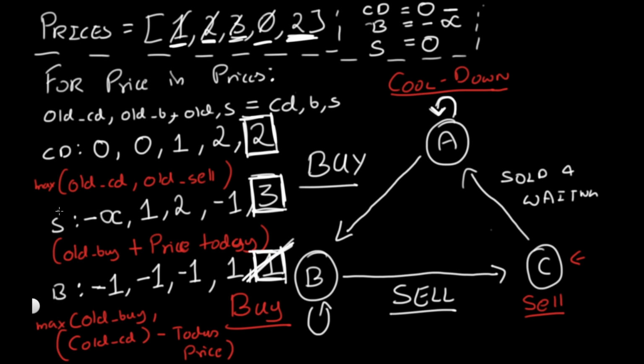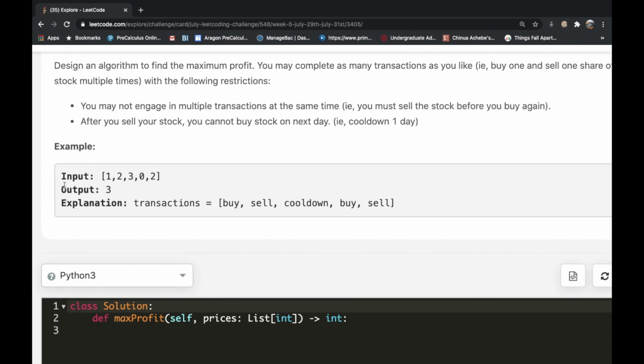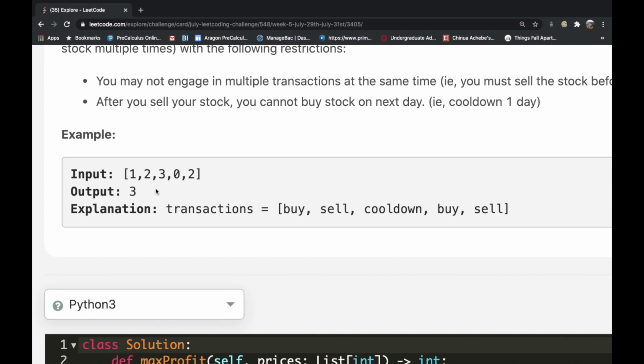Now we're comparing between our sell and our cooldown. So cooldown means you're not doing anything. You're not buying, you're not selling, you're just there. So that could be a good option. So in this case, you don't want to do anything. You're just staying where you are. So this could be an answer. And similarly, selling could also be an answer. So you could sell on the last day and possibly get a good profit. Who knows? So what we're going to do is we're going to return the maximum between cooldown and our sell. And if we go back to LeetCode and see, that is also our answer. So we get an answer of 3.